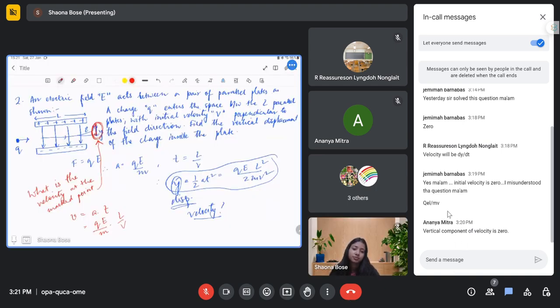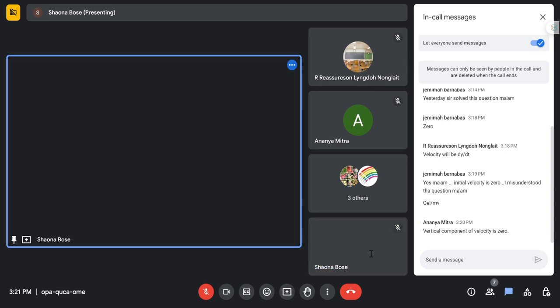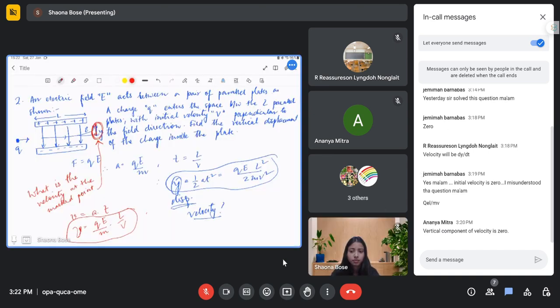Okay, so as somebody has already said, this is the answer. This is the velocity when this particle, this charge, leaves the plate. Does anybody have a doubt here? So this is just the velocity the moment it leaves the plate.